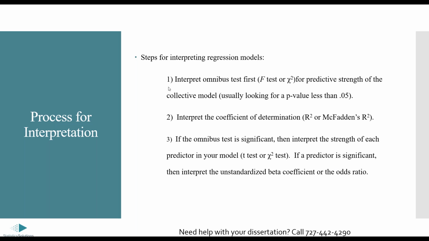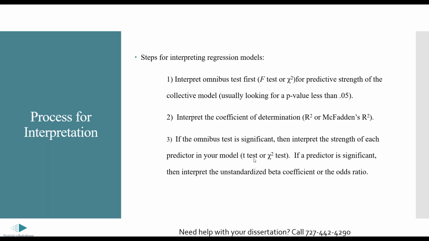If step 1 is not significant, your omnibus test is not significant, you pretty much stop right there. You just say, we did not find a significant collective regression model. Therefore, you don't examine each predictor variable. If step 1 is significant, your omnibus test is significant, then you go to step 3 and you interpret the strength of every predictor in your model.